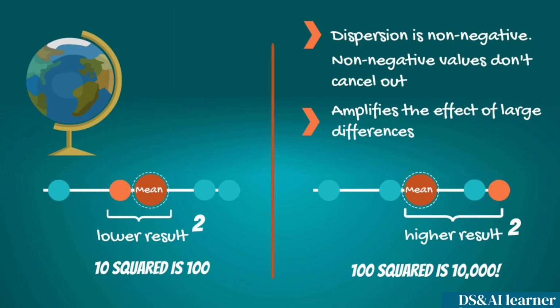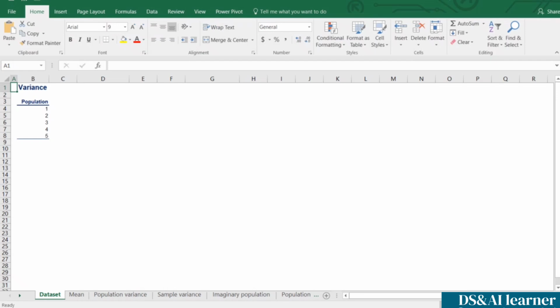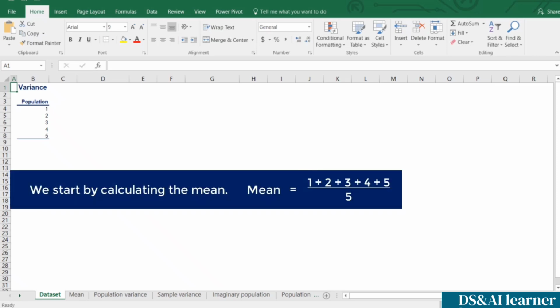All right, enough dry theory. It is time for a practical example. We have a population of 5 observations: 1, 2, 3, 4, and 5. Let's find its variance. We start by calculating the mean. 1 plus 2 plus 3 plus 4 plus 5 divided by 5 equals 3.